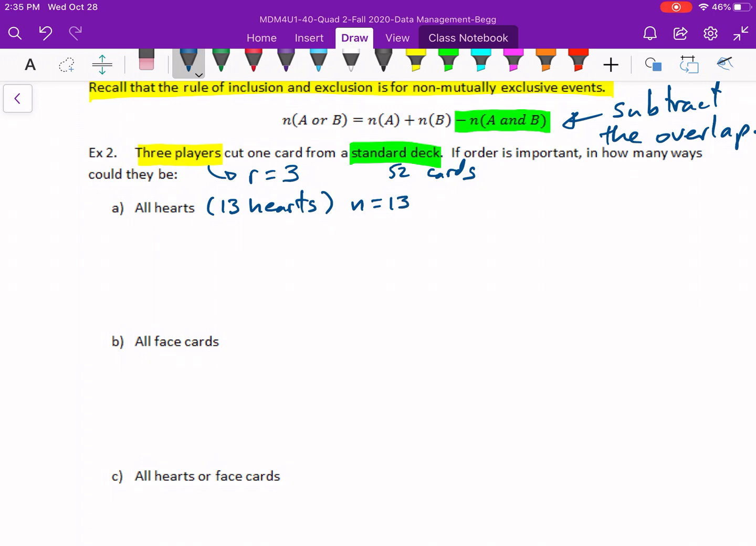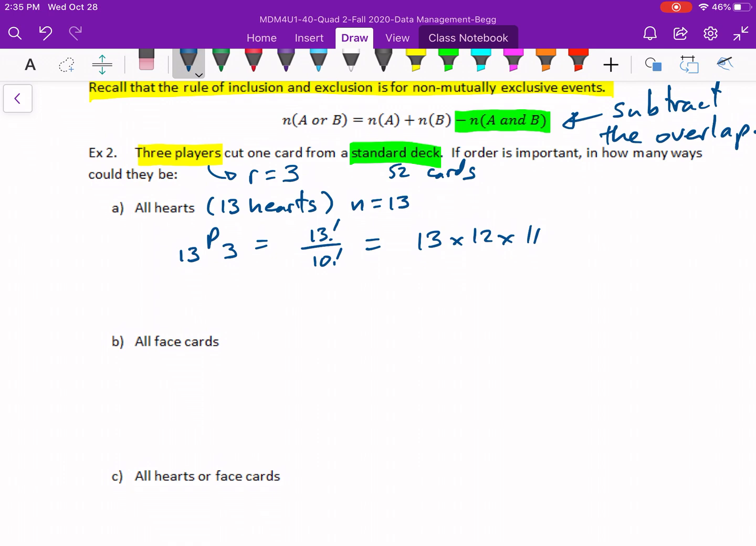There's still many different ways that they could be all hearts. And so if n equals 13, and r, the number they're choosing, is 3, then it's going to be 13P3. Otherwise, it's going to be 13 factorial over 13 minus 3 factorial, which is 10 factorial. Otherwise, it's just going to be 13 times 12 times 11 using the fundamental counting principle.